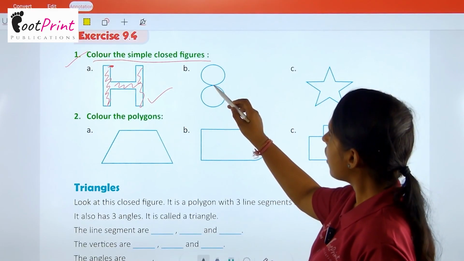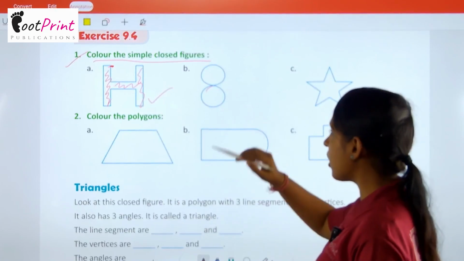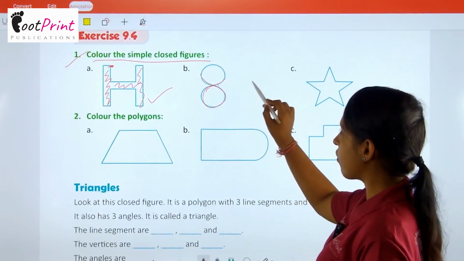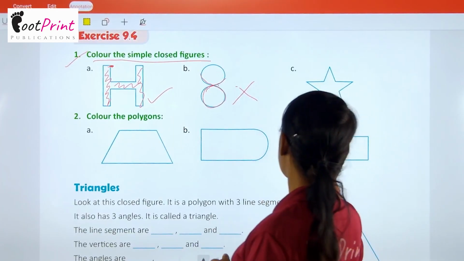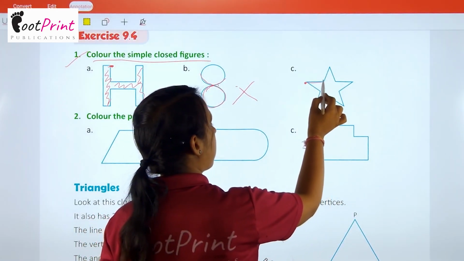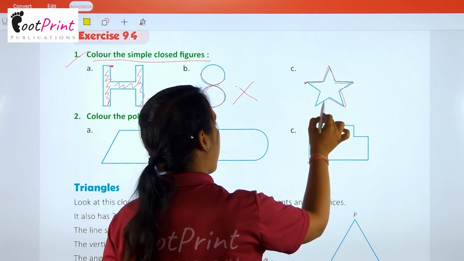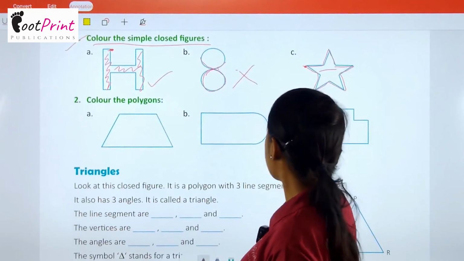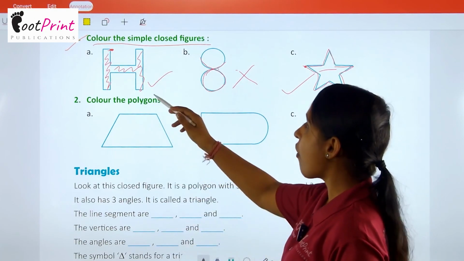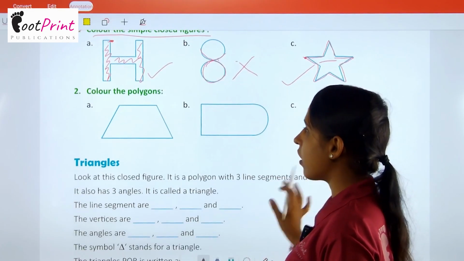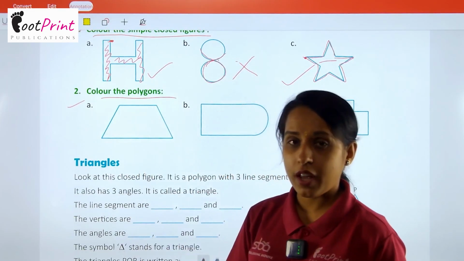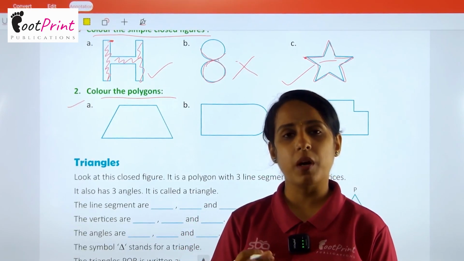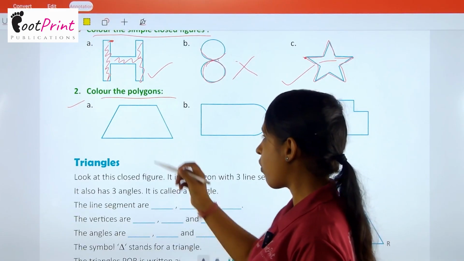In this, we have the same starting and ending point, but the figure crosses itself. Okay, so it is not a simple closed figure. Next one, the starting and ending point is the same, and also the figure doesn't cross itself. So it is also a simple closed figure, and you have to color it by yourself. Okay, next, color the polygons. We know that if a figure has line segments, or we can say that if a figure is made up of line segments, so we call that a polygon.